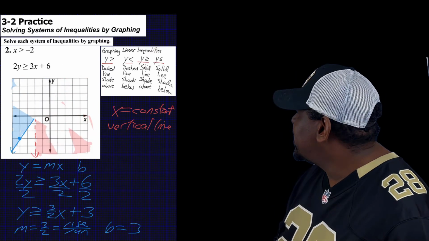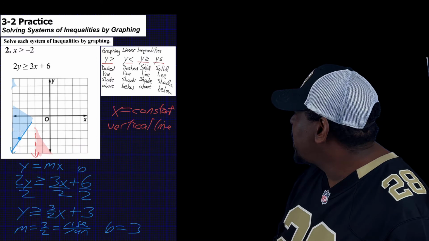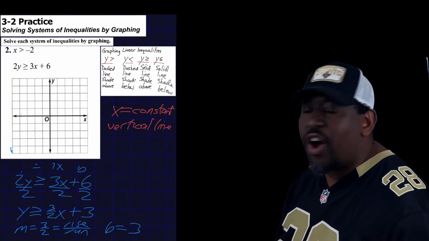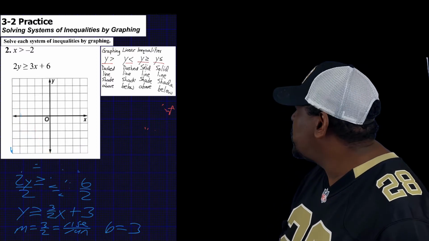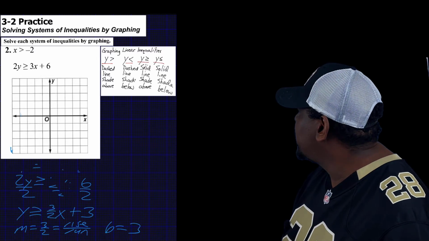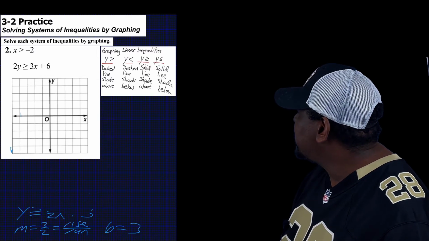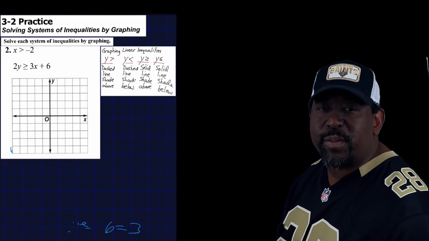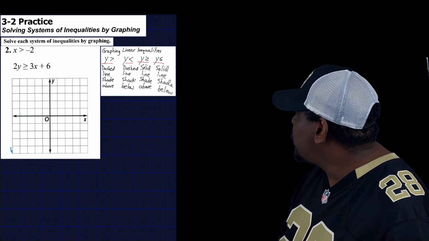Again, we have a phrase in New Orleans: don't talk about it, be about it. So we're being about it, some of these problems here, and being as thorough as possible. So that's our first problem.